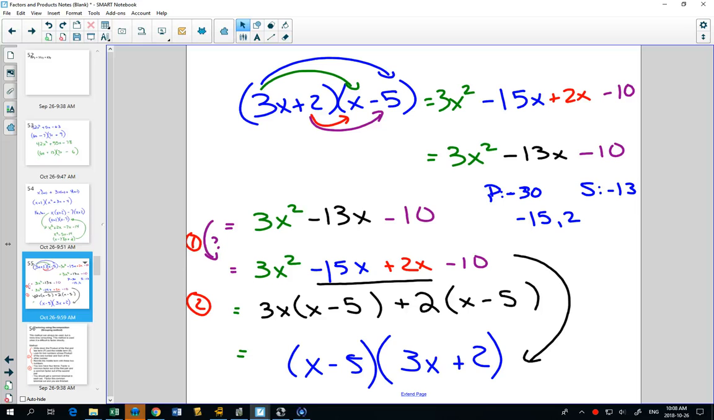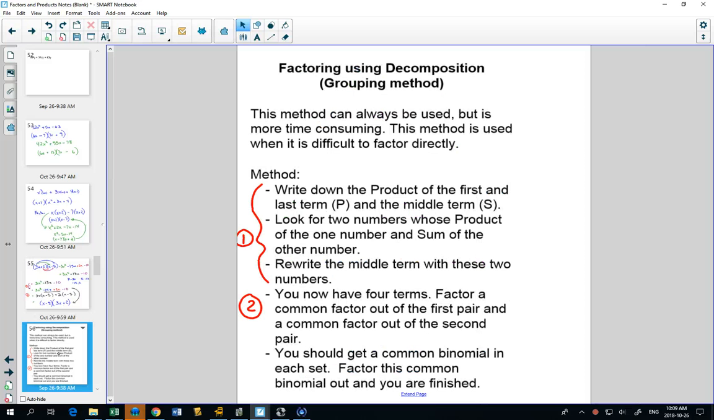Yes, but I think I want you to be able to factor them directly because it will be faster. And it involves more mental math, which is good for your brain. And then once you have factored out the common pair, you should get a common factor, which you can factor out again.